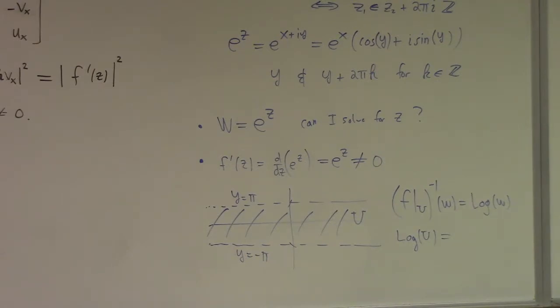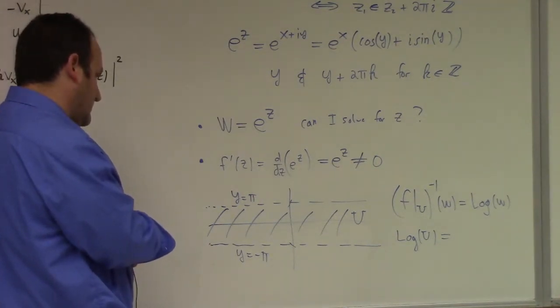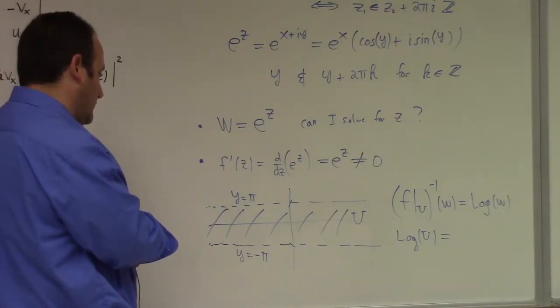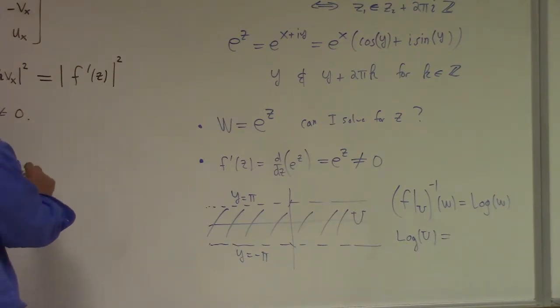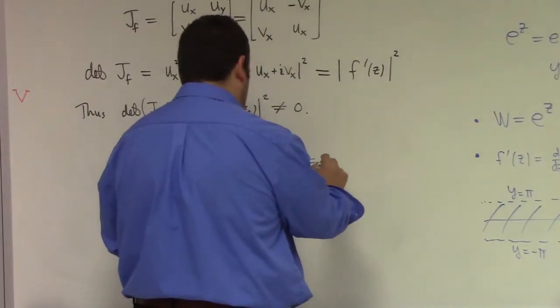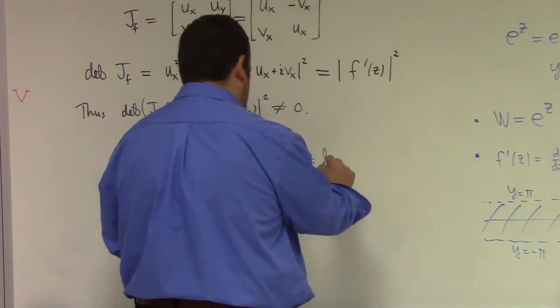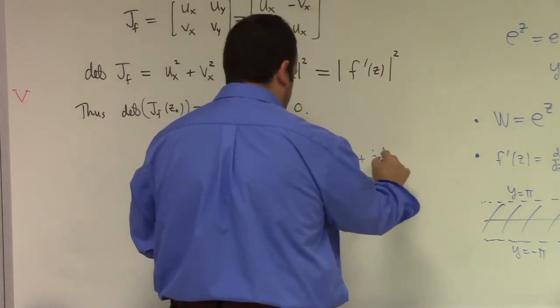Let's think through it. So I'm asking, well, let me put down some more formula. What was the principal logarithm? Let me get into a little bit more detail here. So the principal log of w would be the natural log of the absolute value of w plus i times the argument of w.